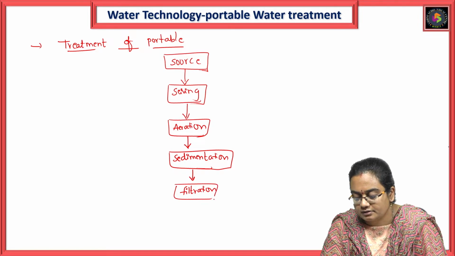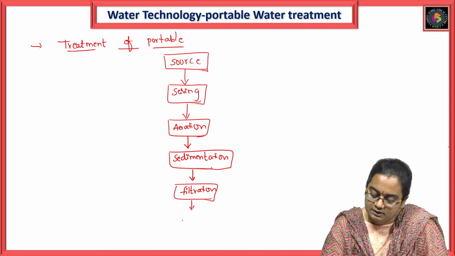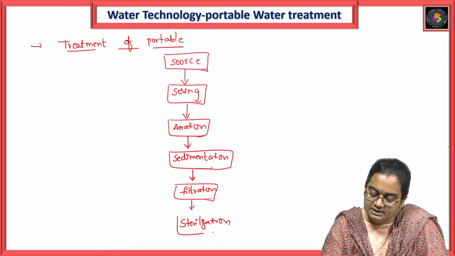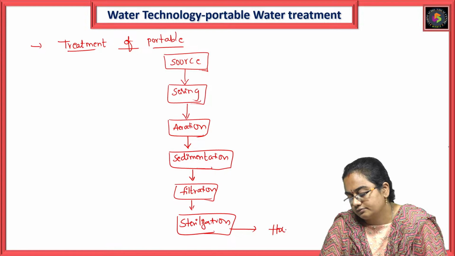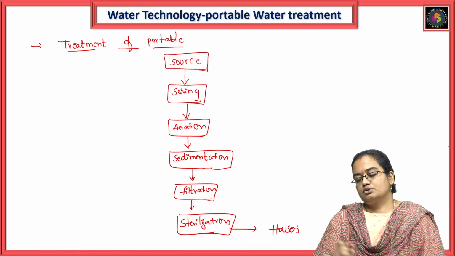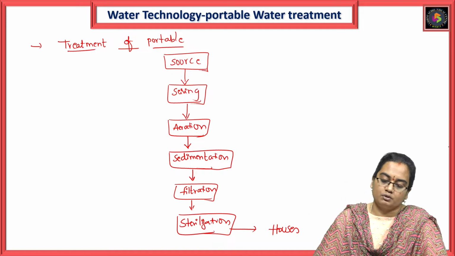After filtration, water is going for sterilization. After sterilization, water is supplied to the houses. So these are the steps involved in potable water treatment.